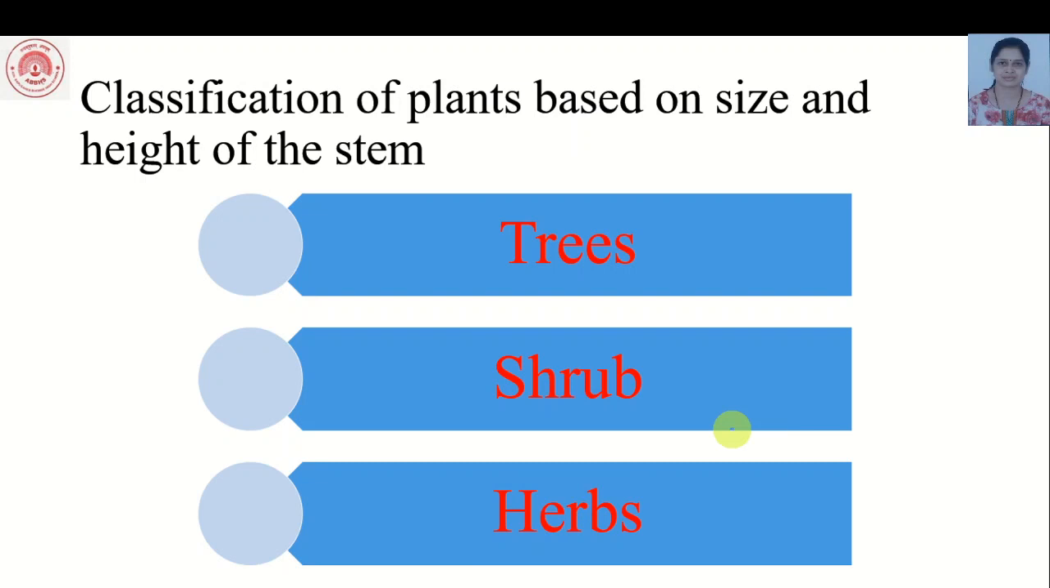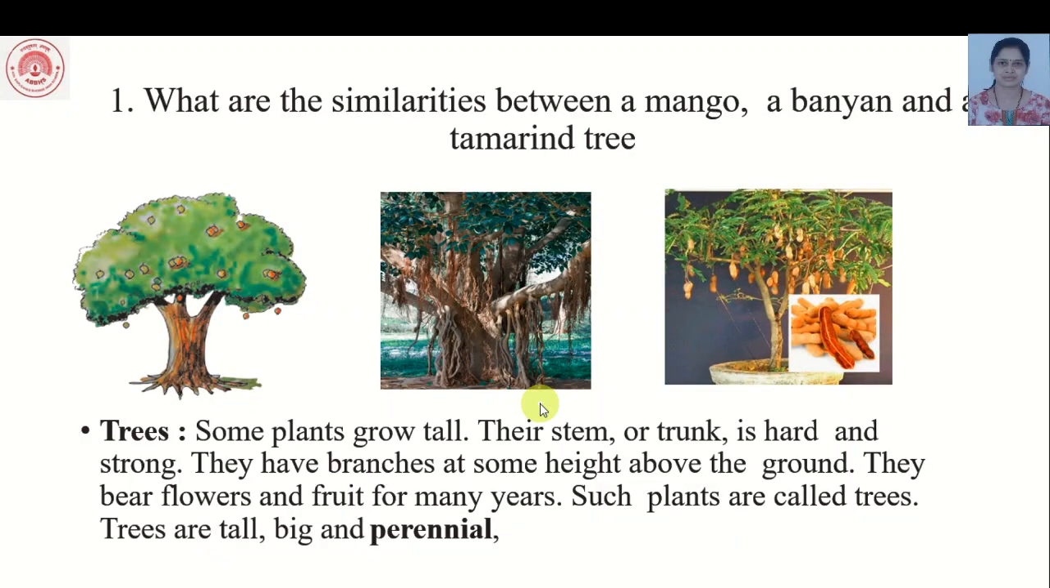The next classification of plants is based on the size and height of the stem. There are three types: trees, shrubs and herbs. Observe these three plants. Which tree is this? Yes, it is a mango tree. It is a banyan tree and it is a tamarind tree. So students, tell me, what are the similarities between a mango, a banyan and a tamarind tree?